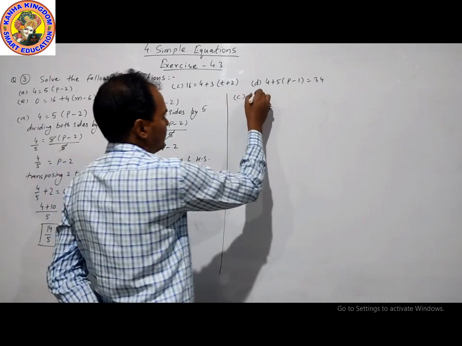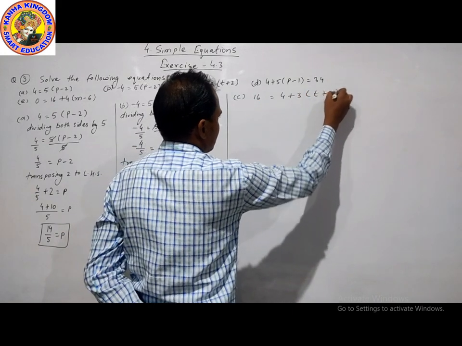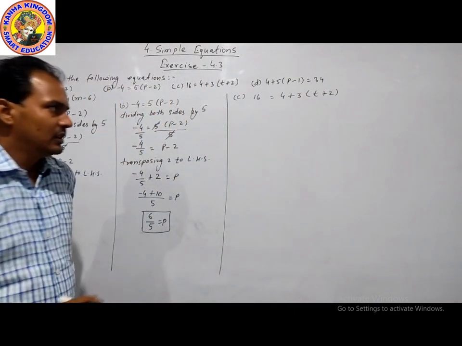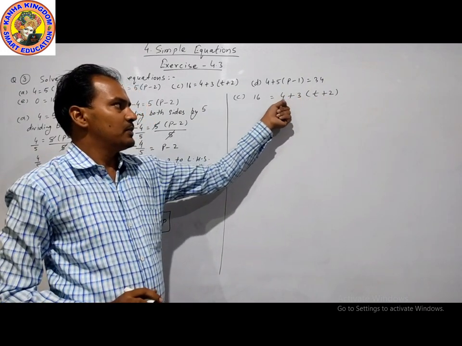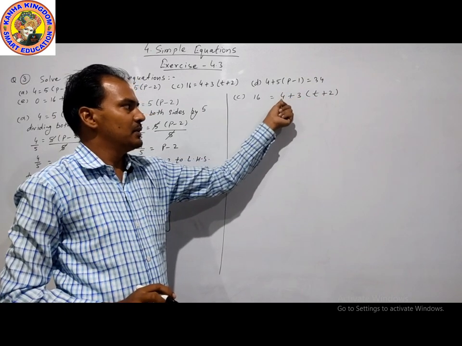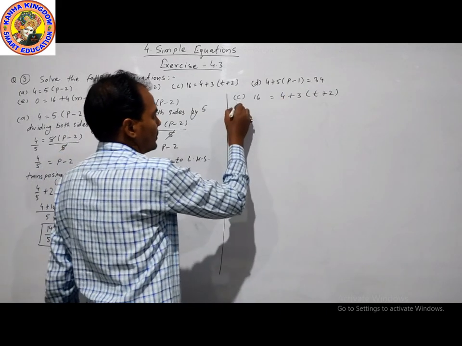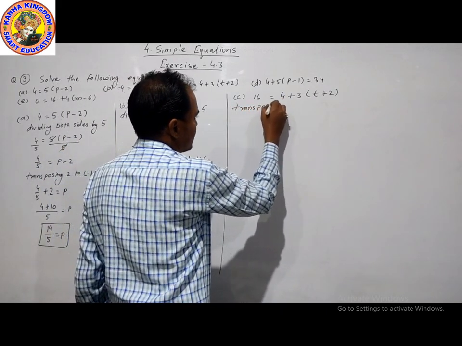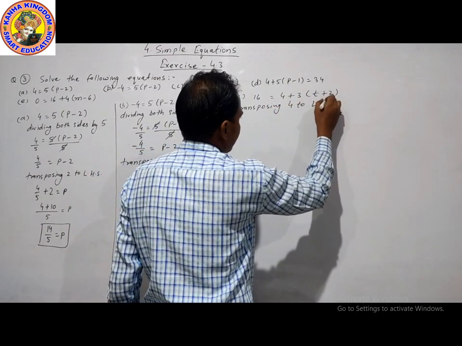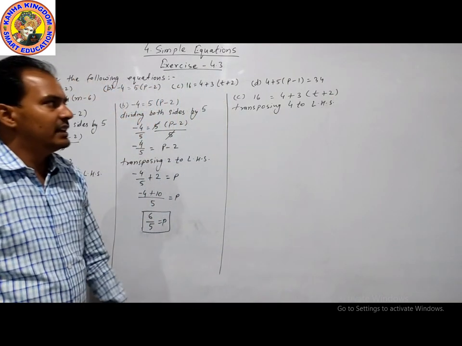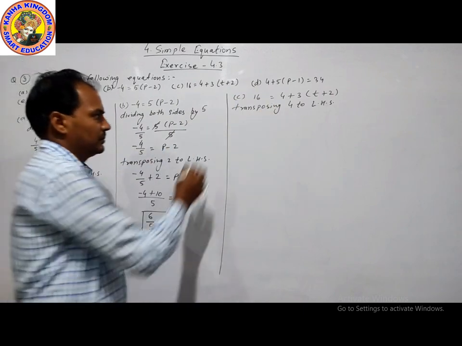Now taking part C, 16 is equal to 4 plus 3 (t plus 2). This is our equation. T plus 2 is in a bracket with multiplication by 3, then plus 4. This is a single digit, plus 4. So first of all we will remove here plus 4. Transposing 4 to the left hand side, or we can say that here is plus 4, so we will subtract 4 from both sides.